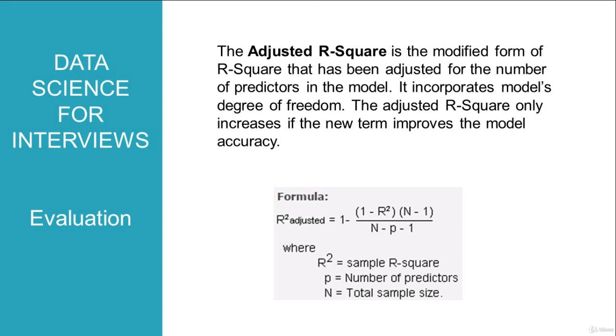And this was also a question that was asked to me in one of my interviews. Why do we use the adjusted R square? This adjusted R square is a modified form of R square that has been adjusted for the number of predictors in the model. It incorporates the model's degrees of freedom, and it only increases if the new term improves the model accuracy, and it is given by this formula as shown.